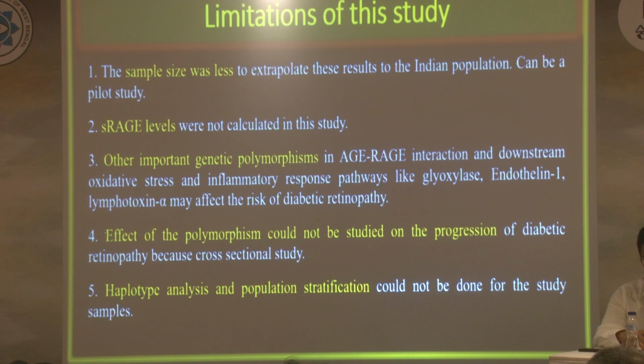Other genetic polymorphisms are also responsible because it is a multigenetic pathway. We have restricted ourselves to RAGE gene, and haplotype analysis and population stratification using a large population size is the need of the hour to make these relevant for the large population at scale.